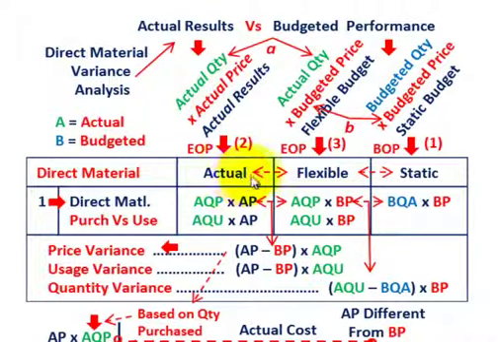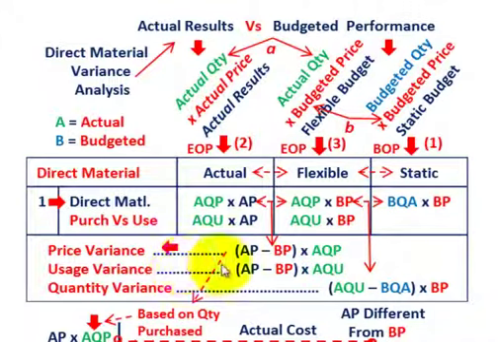So looking at our actual versus our flexible budget, the common factor for our price variance is the actual quantity we purchase, so we can factor that out. The variance itself is then the difference between the actual price and the budgeted price, times the actual quantity that we purchased. That would be our price variance.